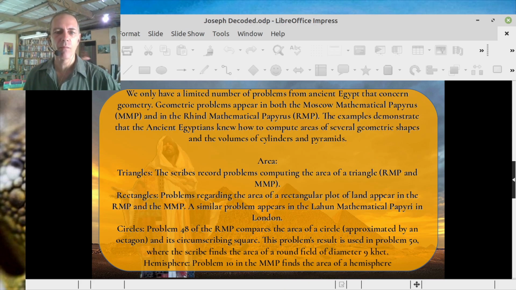Circles, problem 48 of the RMP compares the area of a circle approximated by an octagon and its circumscribing square. This problem's result is used in problem 50, when the scribe finds the area of a round field of a diameter of 9 khet. And then hemisphere. Problem 10 on the MMP finds the area of a hemisphere.